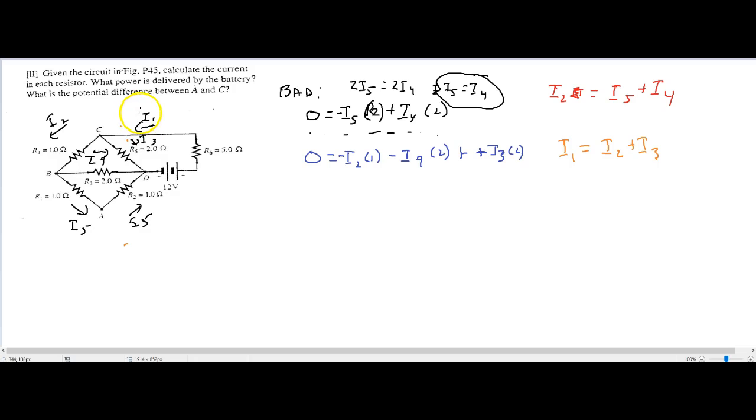Well, what else could I do? I need to make another loop. Probably makes sense to include the battery. Let me see here. The battery's right here, right? I haven't done the battery at all. It feels like the battery might be useful for this process.